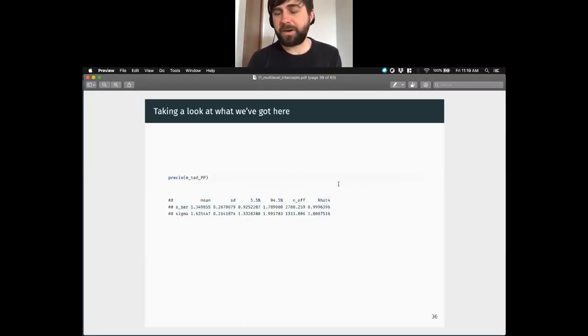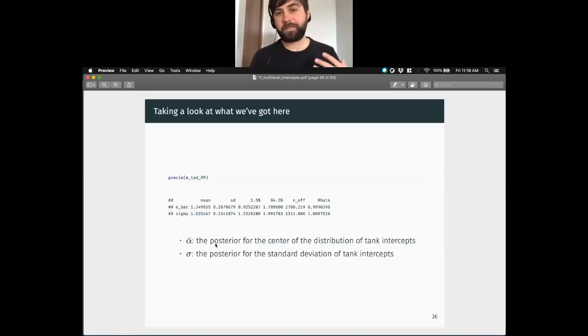Now sigma is our estimate of how different tanks are from each other, right? And what do we see here? A sigma of 1.6 with a posterior interval between 1.3 and 2 says tanks are pretty different from each other, right? So a normal centered at 1.34 with a standard deviation of 1.6 is a pretty wide normal, right? That's saying tanks are really, really different from each other. So this sampling distribution is going to allow those intercepts to be far apart. And remember, we estimated those from the data. We put a prior on it, but we estimated it from the data. And this is fundamentally different than what we did in the no intercept model. So again, alpha bar is the posterior for the center of the distribution of tank intercepts, and sigma is the posterior for the standard deviation of tank intercepts. Those come from a probability distribution now. And this is why multi-level models are fundamentally different from no pooling models.